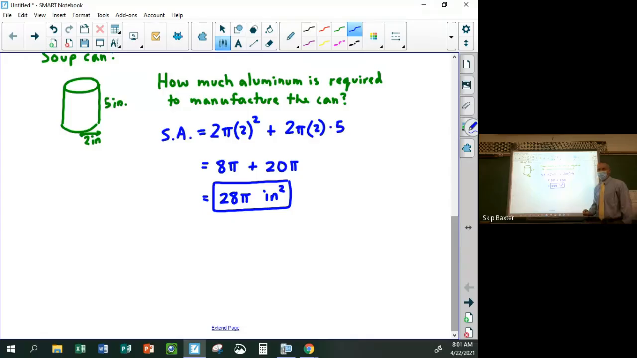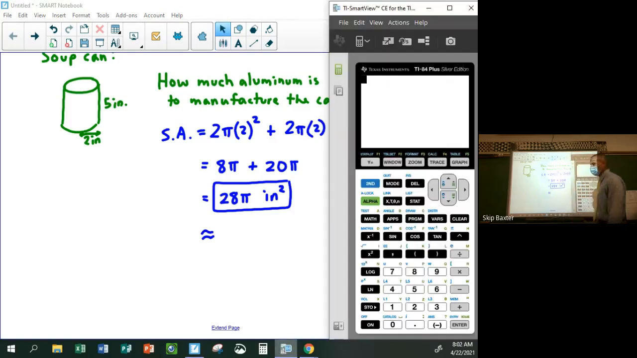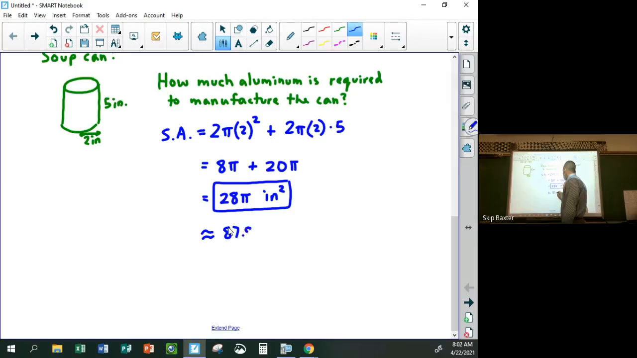of aluminum. And if they wanted it to the nearest 10th or 100th or 1,000th, that's easy, right? You would just use your calculator. So, for example, if they said round your answer to the nearest 1,000th, 28 pi, the nearest 1,000th would be 87.965, right? Around that, 87.965. Square inches.